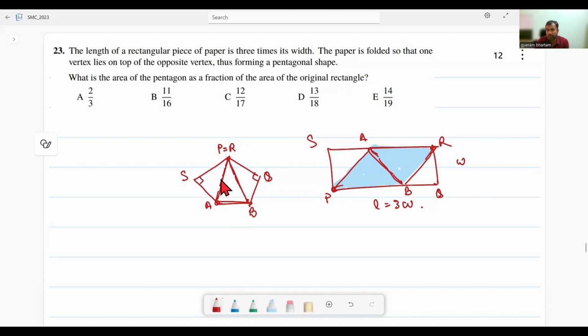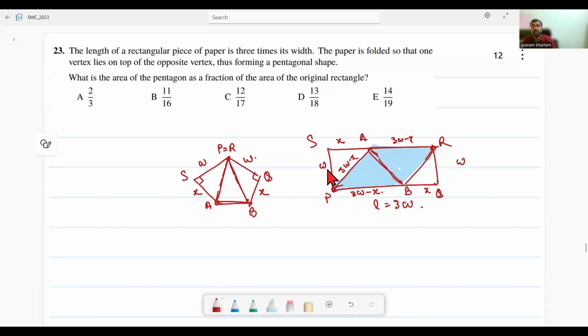Now, this is 90 degrees, this is 90 degrees. If this is X, this is going to be X. And this is W, and this is W. Now, what is this length? This length is going to be 3W minus X, and this is also going to be 3W minus X. Since it is overlapping, this length is also 3W minus X, and this is going to be W.